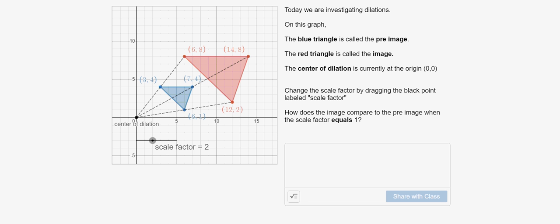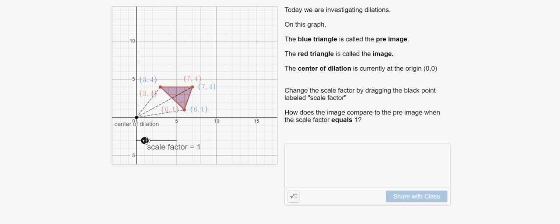How does the image compare to the pre-image when the scale factor equals 1? So when we're asking how the image, that's the red triangle, compares to the pre-image, the blue triangle, when the scale factor equals 1. Let's set the scale factor equal to 1. What happens? The pre-image and the image are the same triangles. They are congruent to each other.